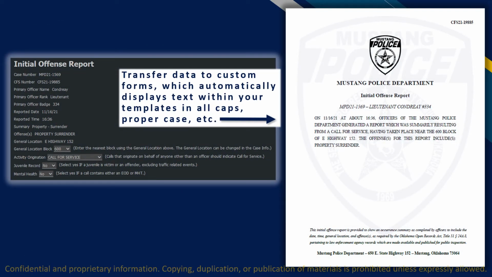Same exact thing can happen with a standard media page. This is an initial offense report that we provide for open records requirements. We provide an initial offense report for literally anything that happens around here, even if we're not permitted to give out any further information.